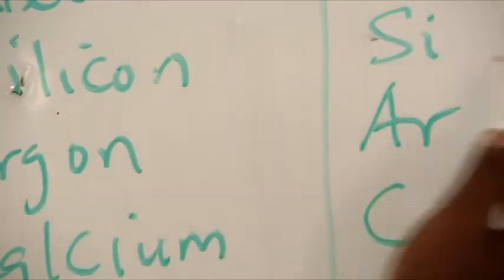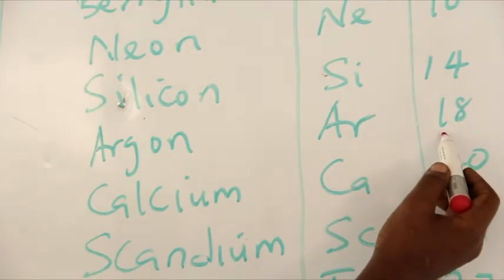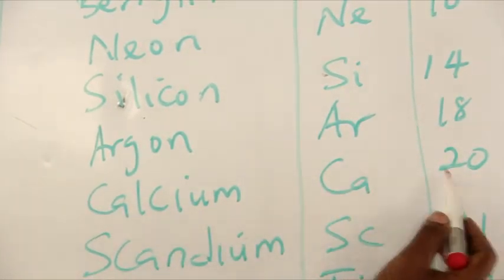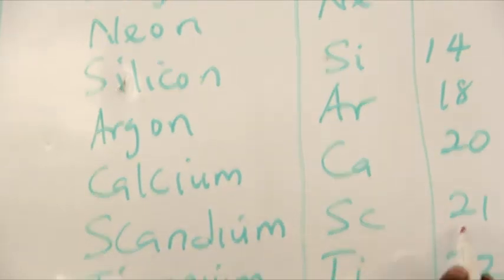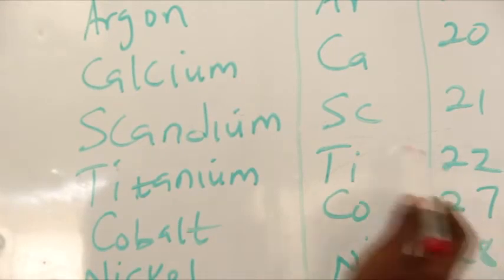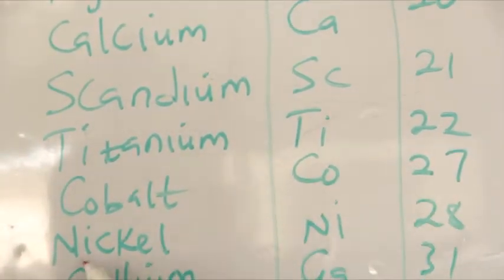Silicon is Si with atomic number 14. Argon is Ar, atomic number 18. Calcium is Ca with atomic number 20. Scandium is Sc with atomic number 21. Titanium is Ti, atomic number 22. Cobalt is Co, atomic number 27.